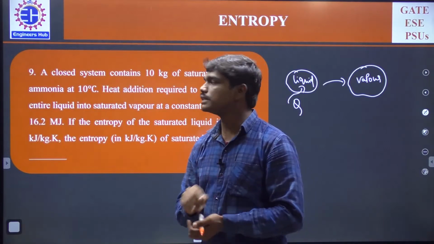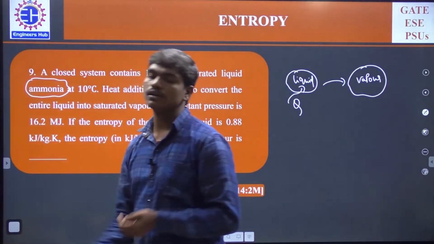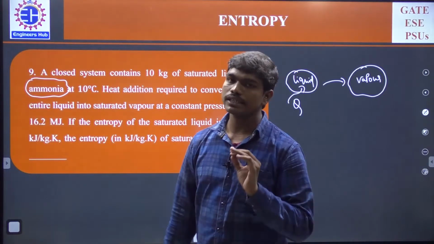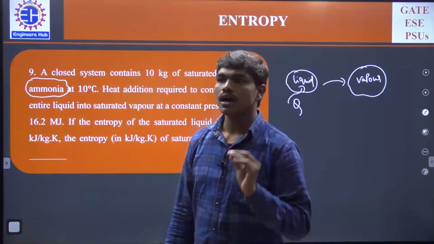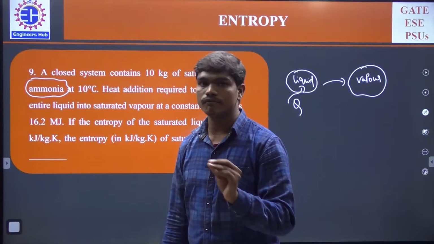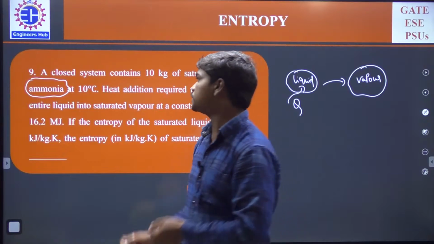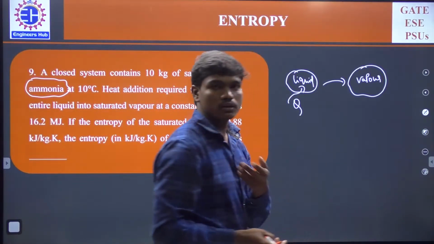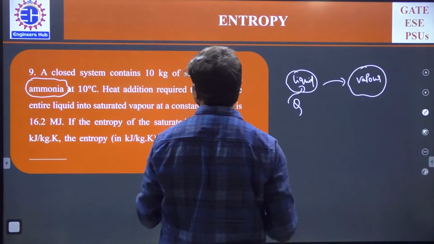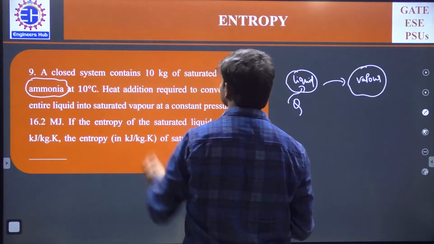Since we are given only ammonia and not any mixture, we can treat ammonia as a pure substance. So when you supply heat to a pure substance and the phase is changing, temperature and pressure definitely remain constant. This much you need to understand to solve this question, which you might have learned in your material science course. So a closed system contains 10 kg of saturated liquid at 10 degrees centigrade.